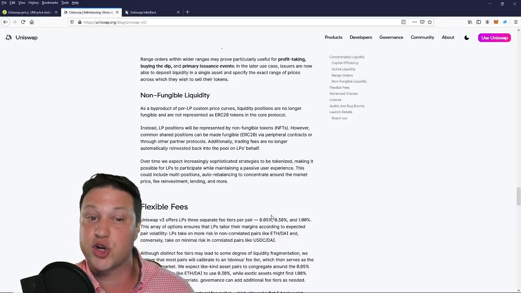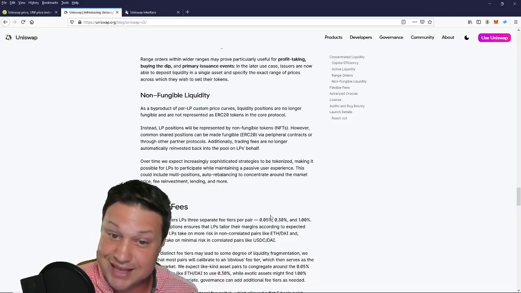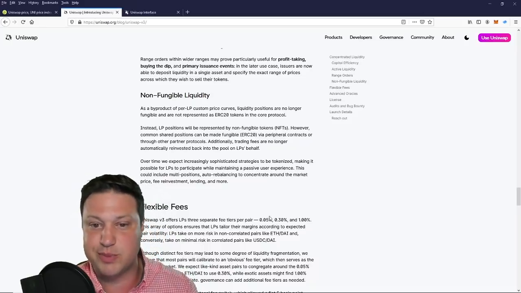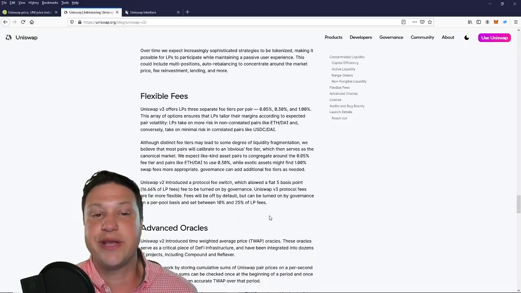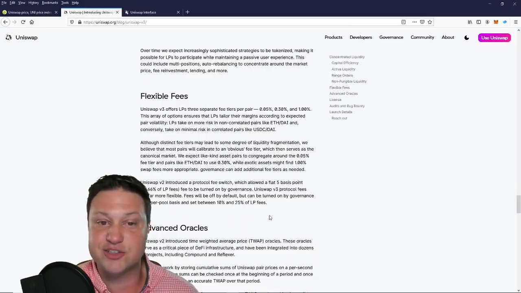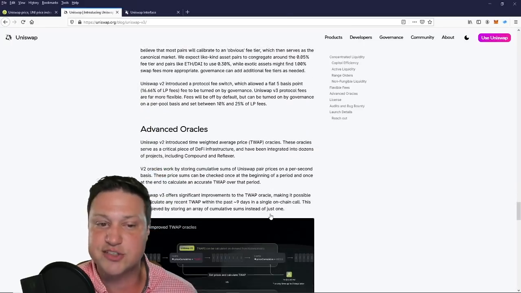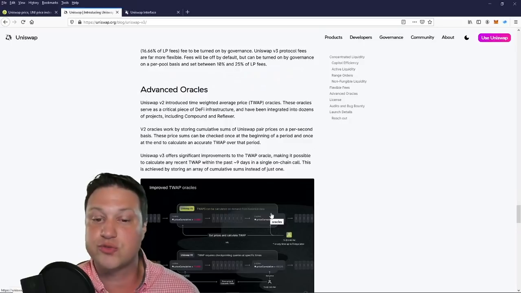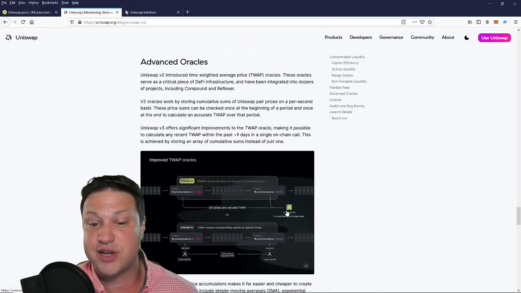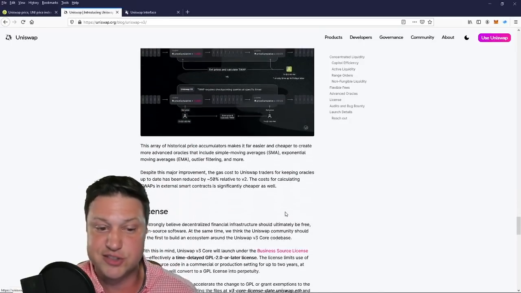Additionally, trading fees are no longer automatically reinvested back into the pool on the LP's behalf. We also have the three tiers of flexible fees based on the riskiness of the pairings, and advanced price oracles for faster exchanges of information and a better AMM experience.